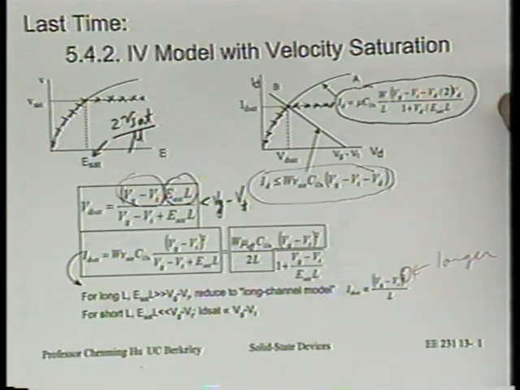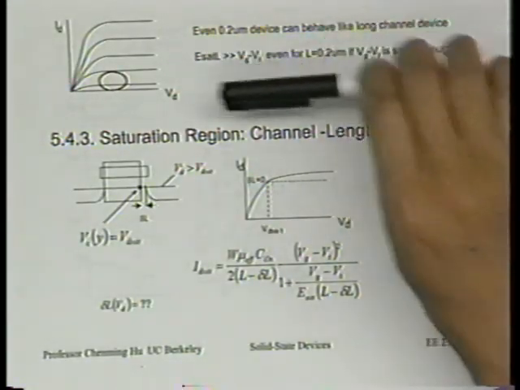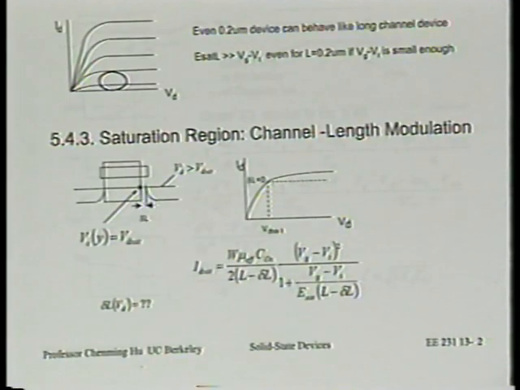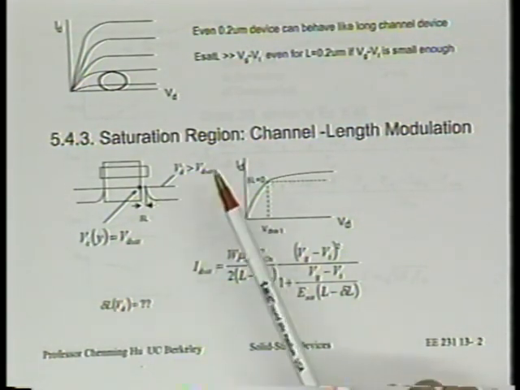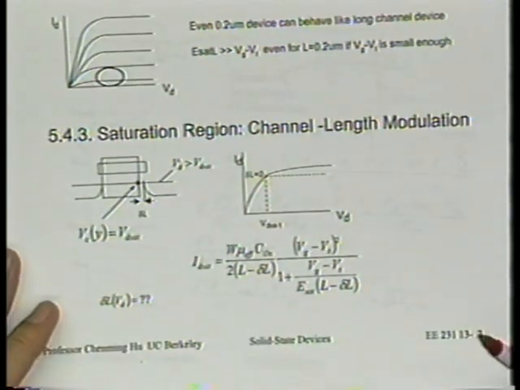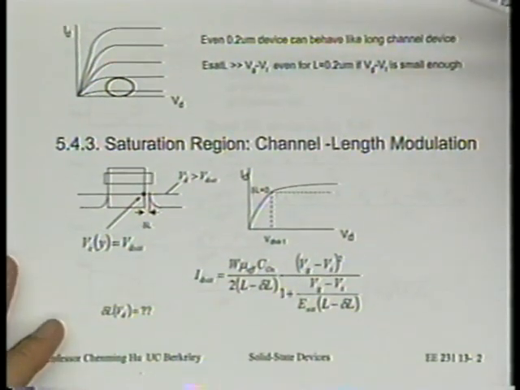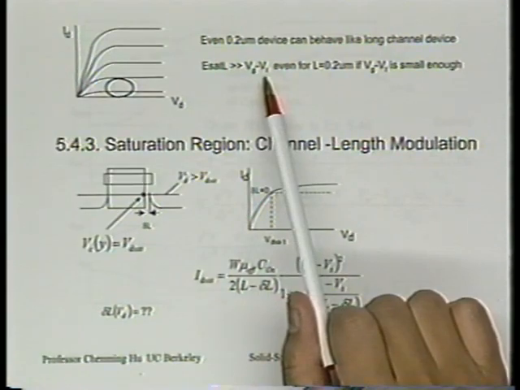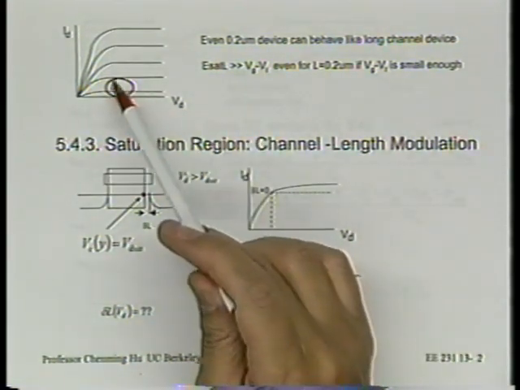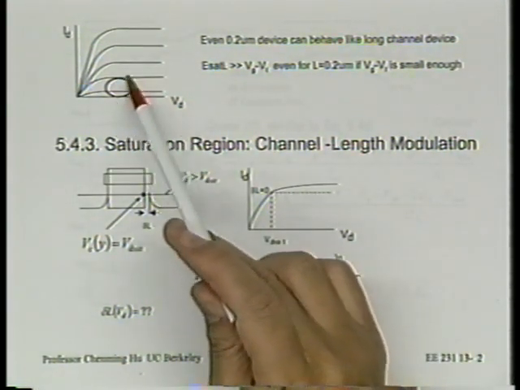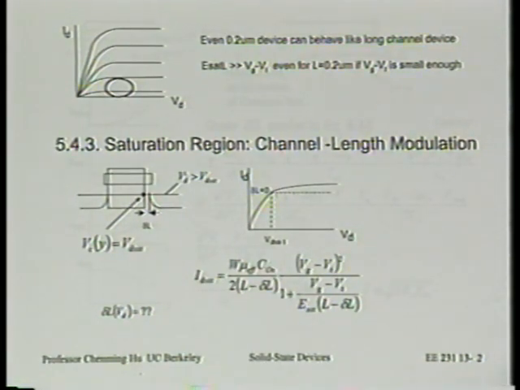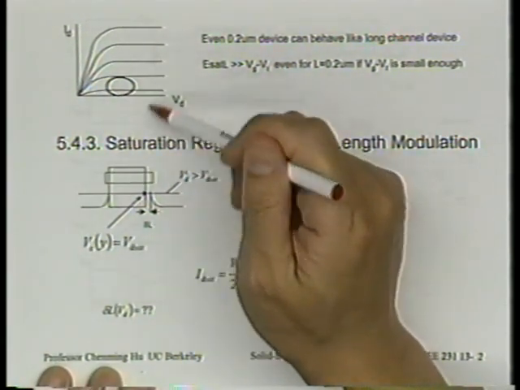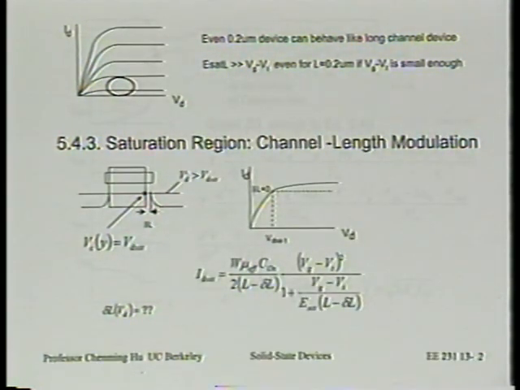All right? So that, I think, is the best answer to the question, how long is long, how short is short? Well, the fact is that even a 0.2 micron device, you can say a 0.1 micron device, can behave like a long channel device as long as Vg minus Vt is small enough. In other words, in this region of the IV curve, the transistor always behaves like a long channel transistor. Is that right? Okay. Of course, if the L is truly long, then this entire region behaves like a long channel transistor. You know that, right?